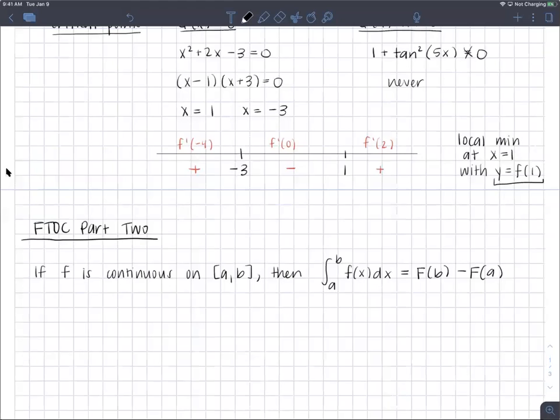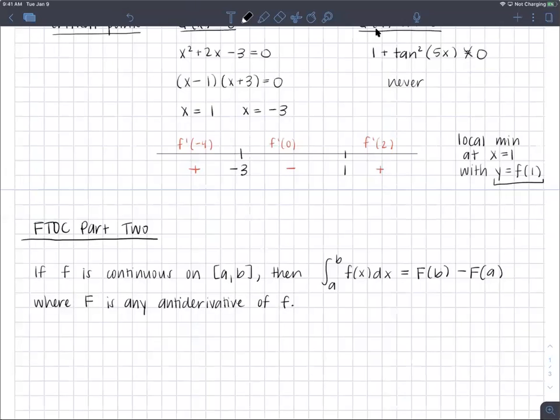And so here you have to say where capital F is any antiderivative of little f. And so what we basically can do with this is evaluate definite integrals without drawing out the picture and calculating it like it's an area, right? And so this is going to open up a lot of things for us.